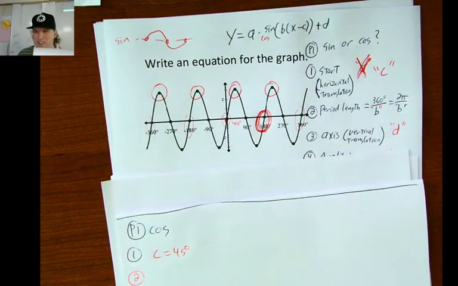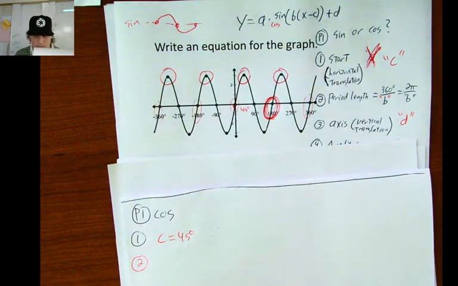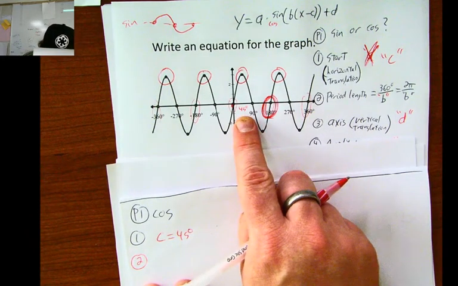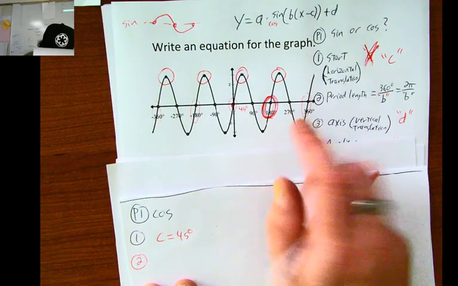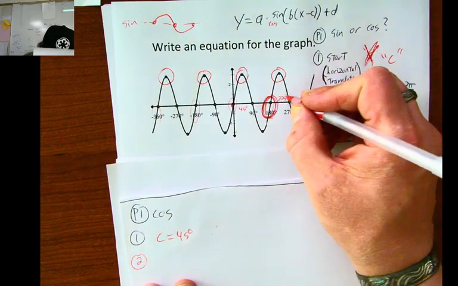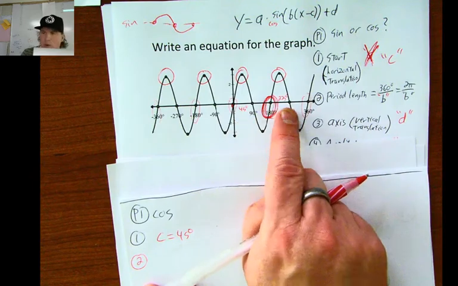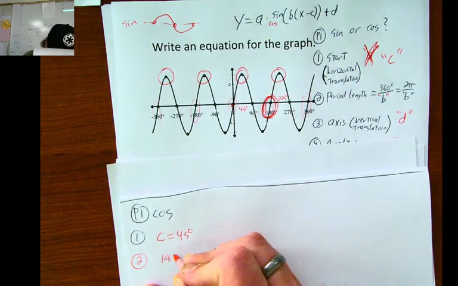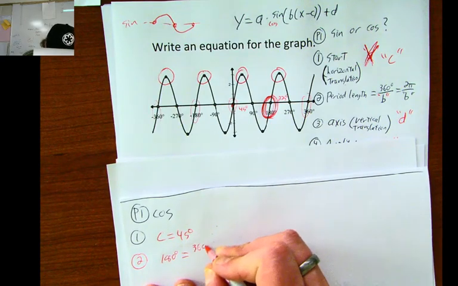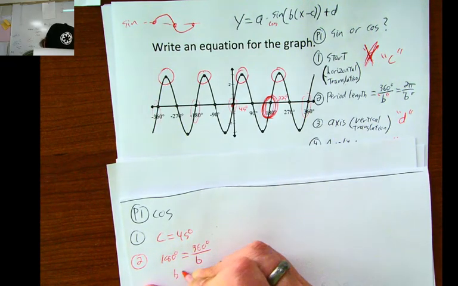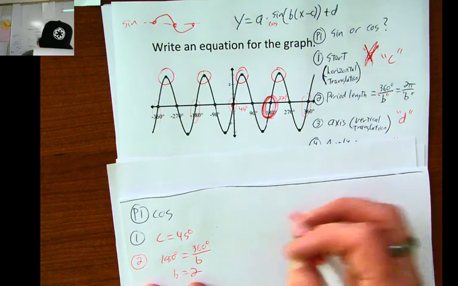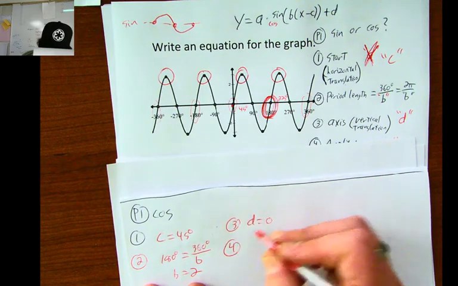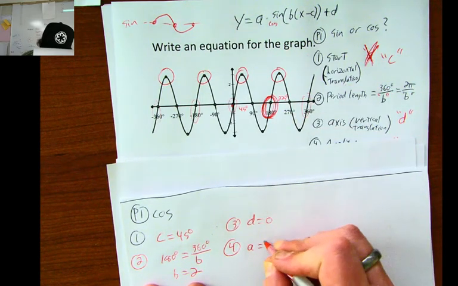Well, period length is never going to change on these problems, but I'm still going to do the work. If this is 45 degrees, then this one, as we figured out a little bit ago, would be 225 degrees. And if you do 225 degrees minus 45 degrees, you get 180 degrees. So 180 degrees equals 360 degrees divided by B. B is still 2. Step 3, the axis, it's still at 0, so D is still 0. Step 4, the amplitude, that has not changed, it's still 3.